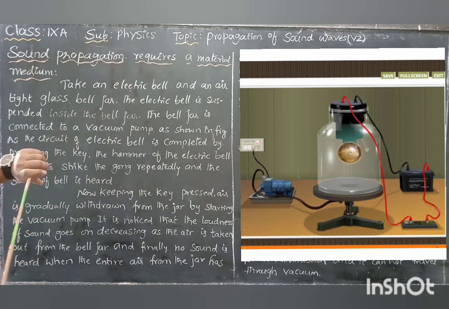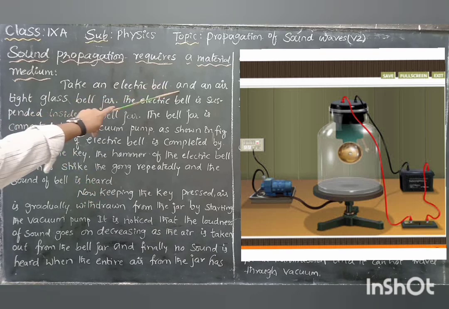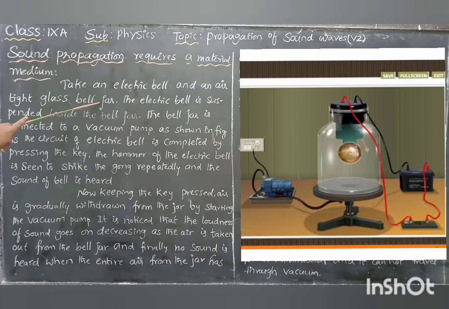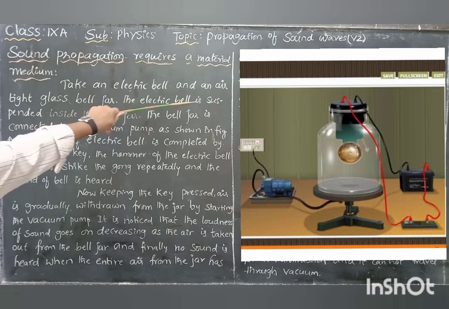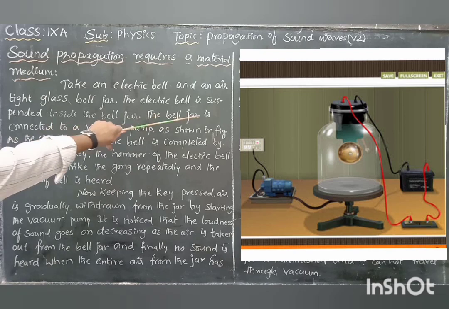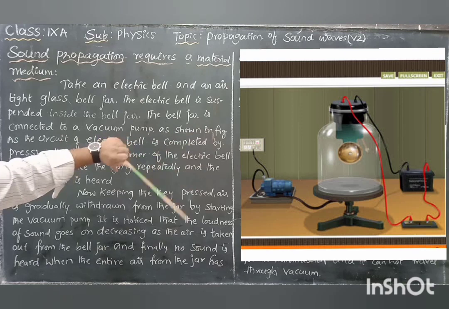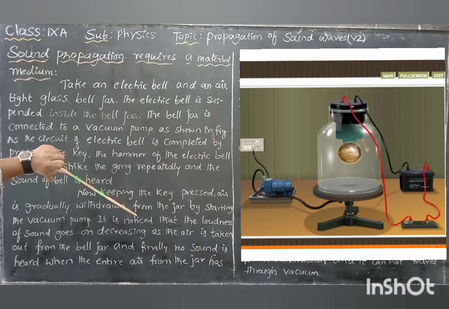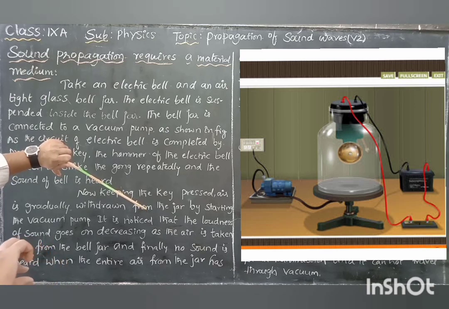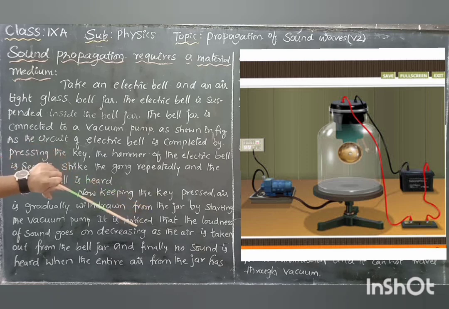Take an electric bell. It is also called the bell jar experiment. Take an electric bell and an airtight glass bell jar. The electric bell is suspended inside the bell jar. The bell jar is connected to a vacuum pump as shown in the figure. See the diagram. The entire electric bell is inside the bell jar, and the mouth of the bell jar is fitted airtight. The bottom of the bell jar is connected to the vacuum pump as shown in the figure.